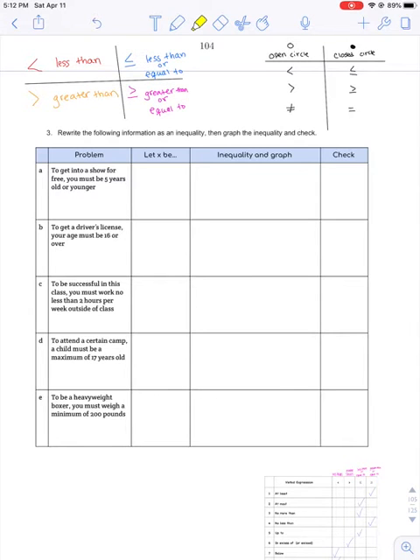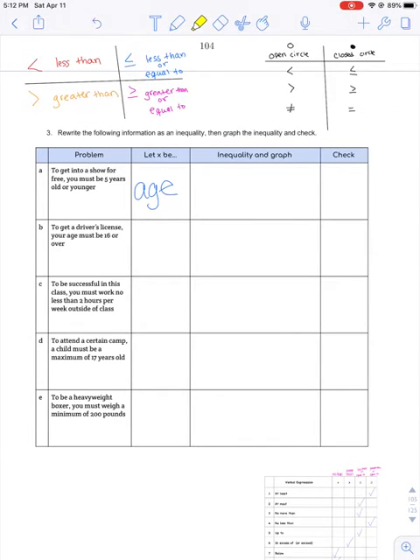All right, so I'm going to do the first couple with you, and then you're going to do some on your own. So this one says, rewrite the following information as an inequality, then graph the inequality and check. So let's see what it's asking us to do. A says, to get into a show for free, you must be 5 years old or younger. So let X be. What is the quantity here? What are we counting? What is the mystery? That's going to be age. Or if you wanted to put years old, that's fine too.